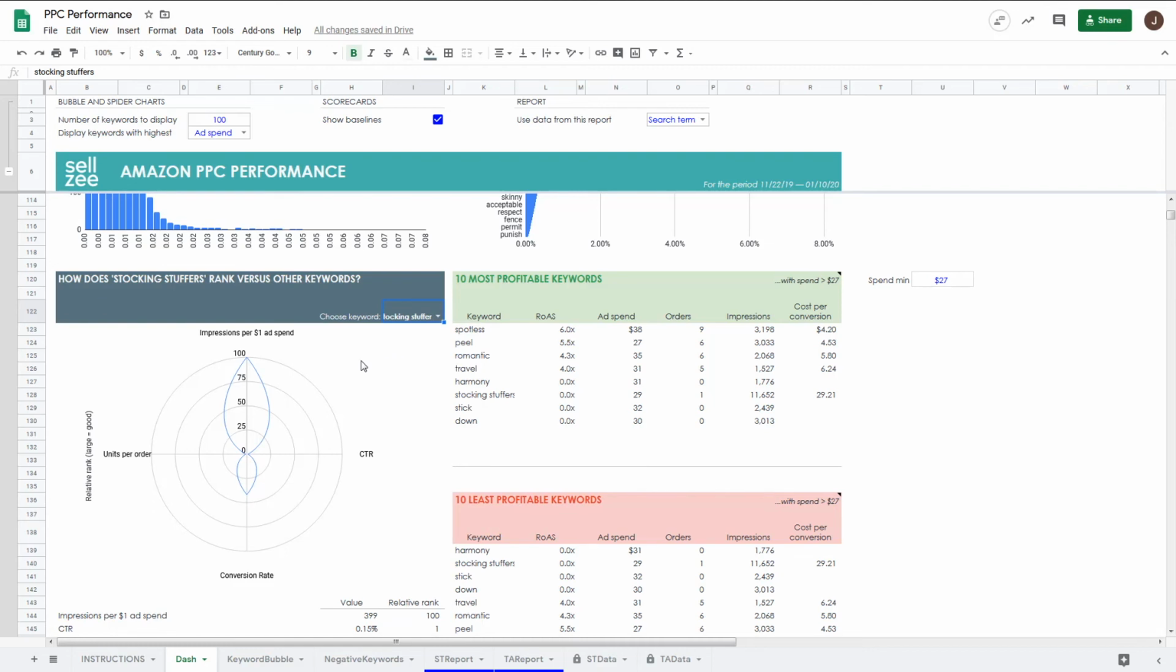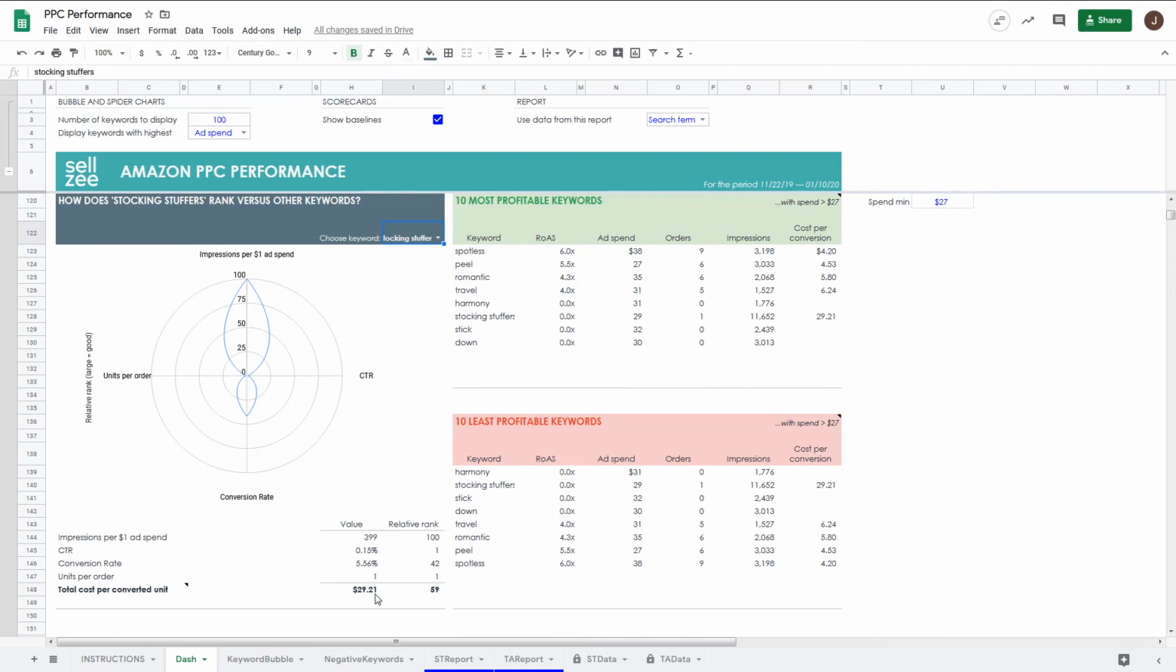Let's take a look at this one. The cost per conversion is way too high, $29, right? So unless it's a super high-end item, you probably have to get this down a lot in order to make a return on your investment. So this keyword is doing great on impressions for the segment of keywords that we're looking at. It actually has the highest impressions per dollar worth of ad spend. That's what the 100 means. It means of the 100 keywords, it's ranked in first place.